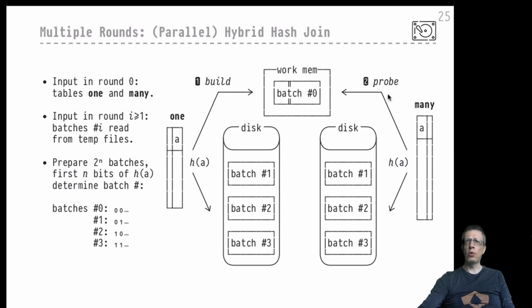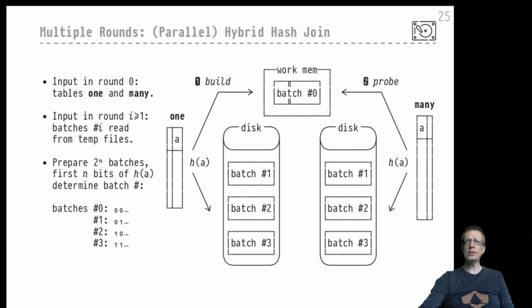All other rows whose hash value starts with 10, 01, or 11 would be placed in the other 2 to the power of n minus 1 batches on disk. So only for the rows that have 2 leading 0 bits, everything will remain the same. All other rows will be placed in their associated batches on disk for later probing. That would conclude the 0th round of building and probing.